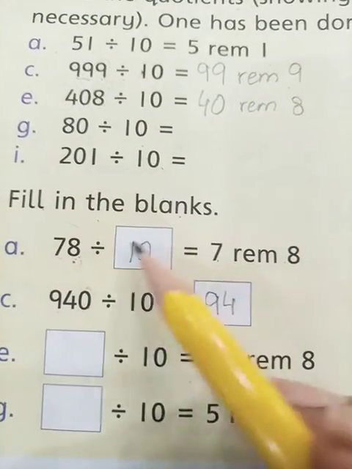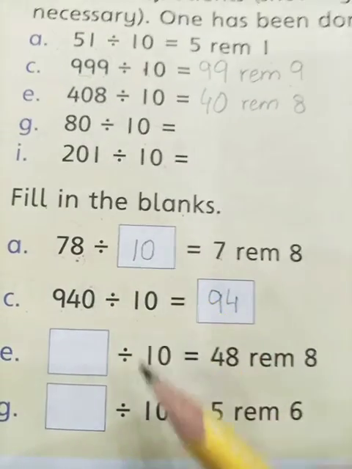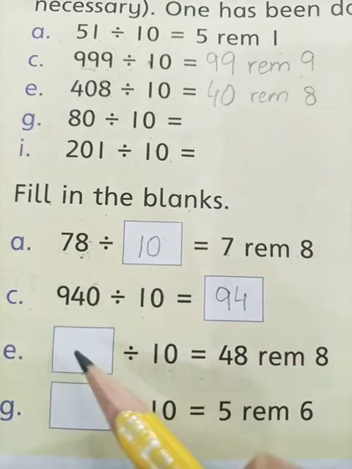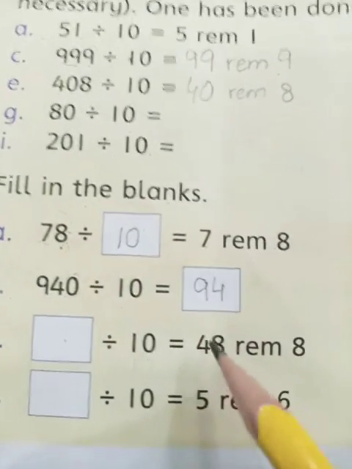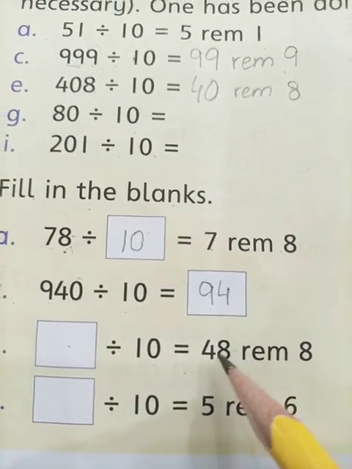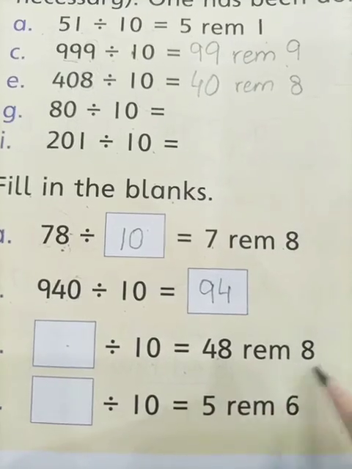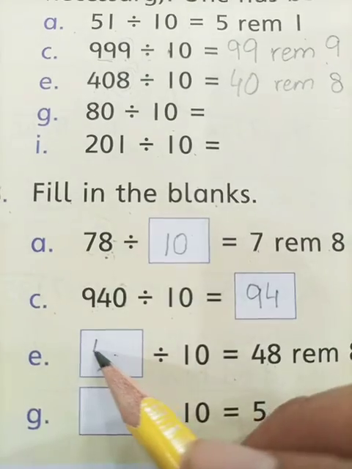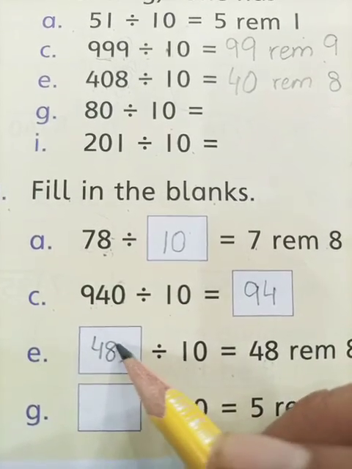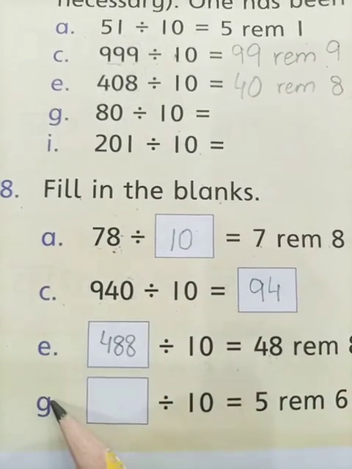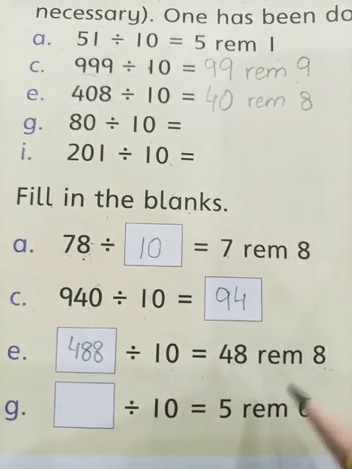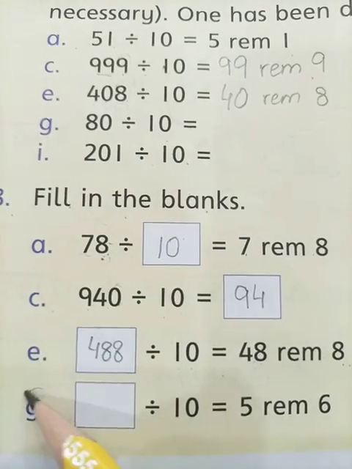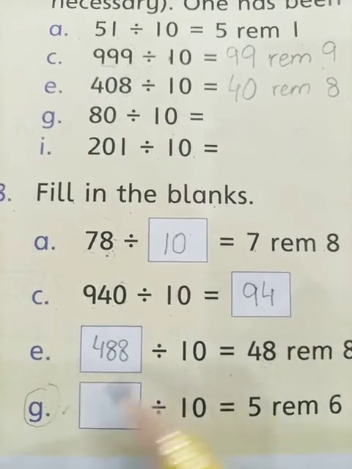Same as this, students, just like part A. In this, the divisor is given and you are going to identify the dividend. So students, we are going to identify it by combining these numbers. 488. Part G is solved just like part E, so you are going to solve it by yourself as your homework.